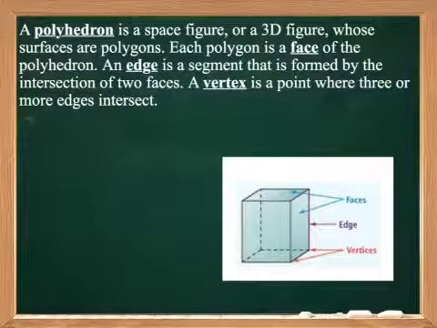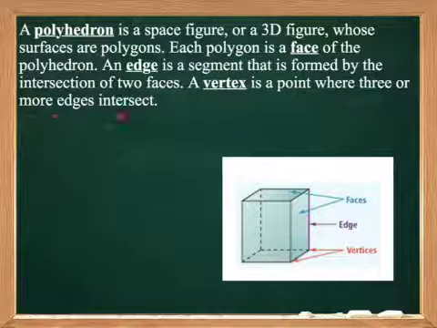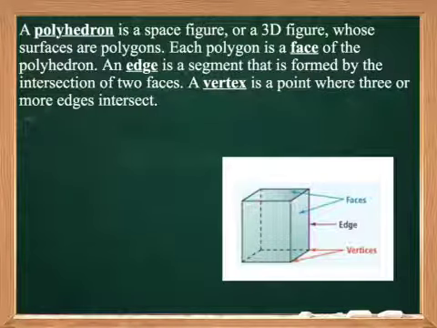And a vertex is a point where three or more edges intersect. So you can see we have 1, 2, 3 edges. That would be a vertex. So these are all our vertices.